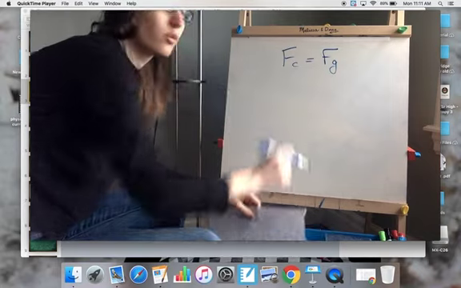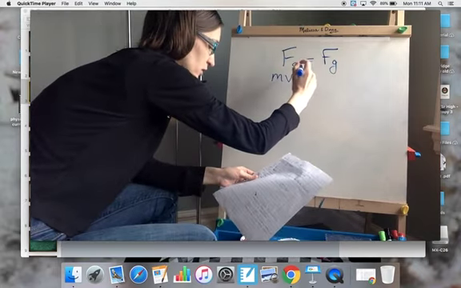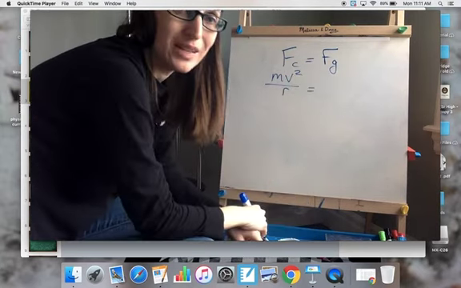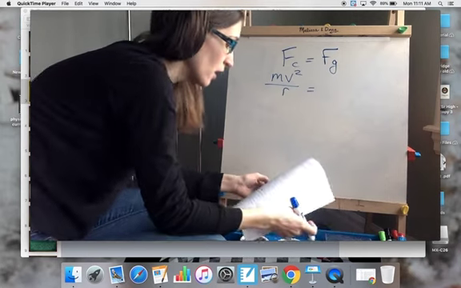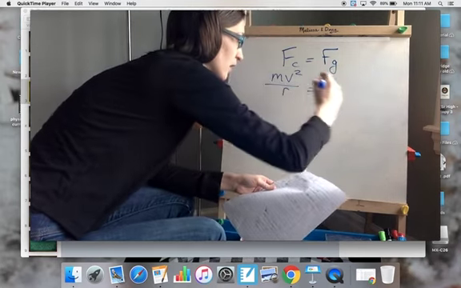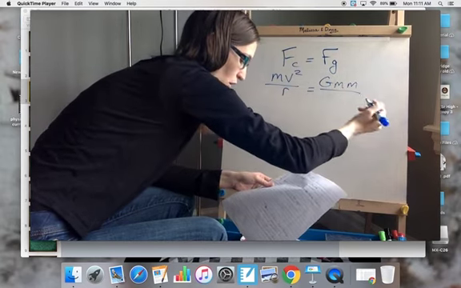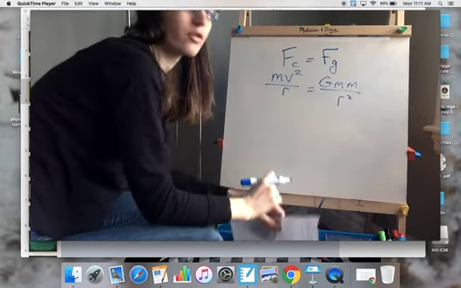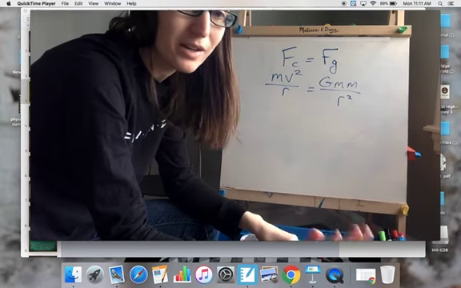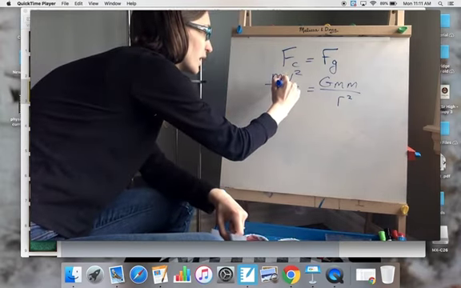Now, we have a formula for Fc. We've talked about that. That's our m v squared over r. And because this is in space, we need to use universal gravitation there, which is G m1 m2 all over r squared. Now for notation, I'm going to call them mass of planet and mass of sun. So this is going to be the mass of the planet.